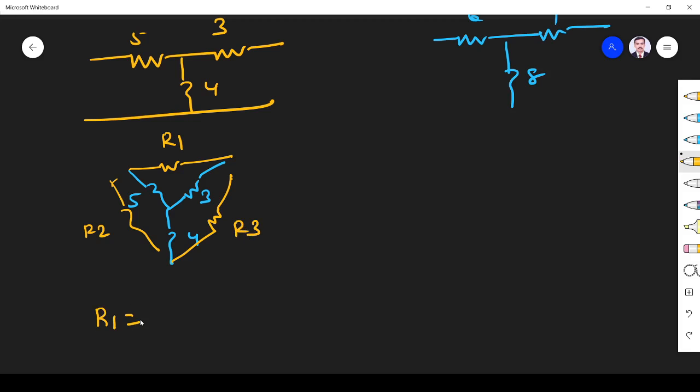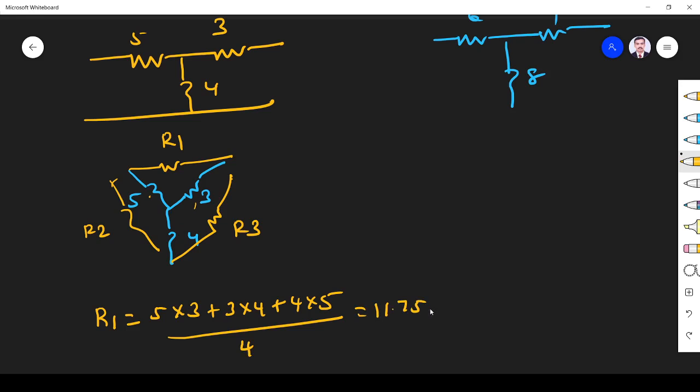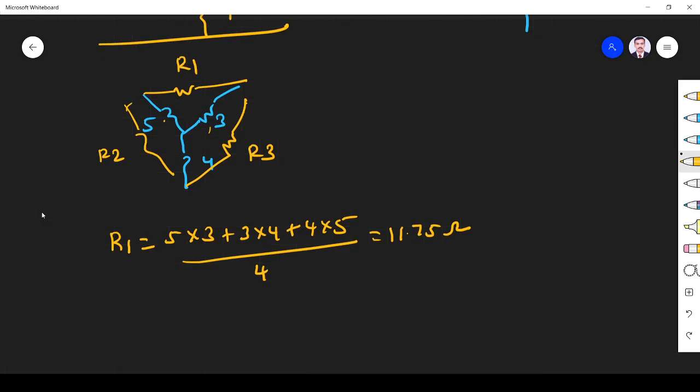What is R1? How can we find R1? Whenever you have a star, we have to multiply each combination first. So 5 into 3, then 3 into 4, plus then 4 into 5. Numerator will be same for all, right? Divided by, I want R1, so what is the resistor opposite to R1? 4. So divided by 4. If you simplify, what you get is 11.75, right? So this is 15, 12, 27, this is 20, 47. Numerator is 47.